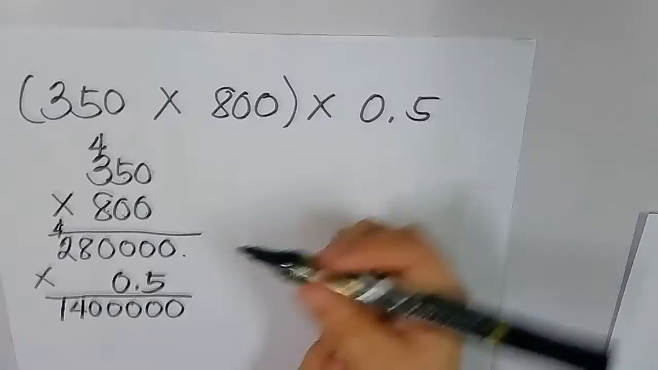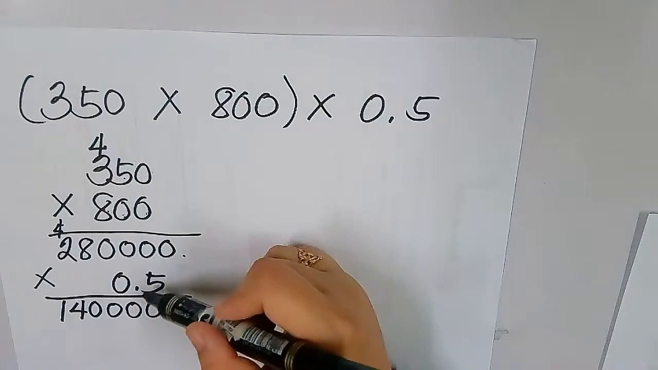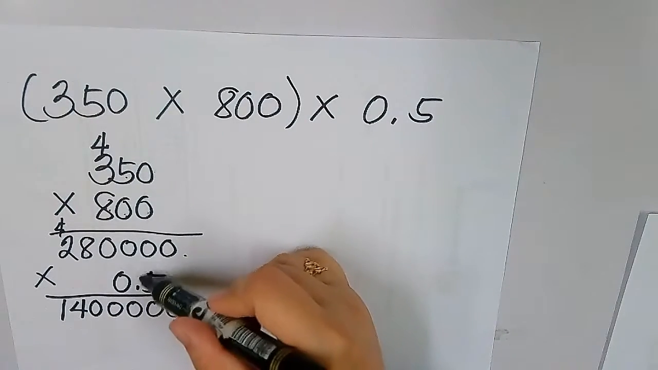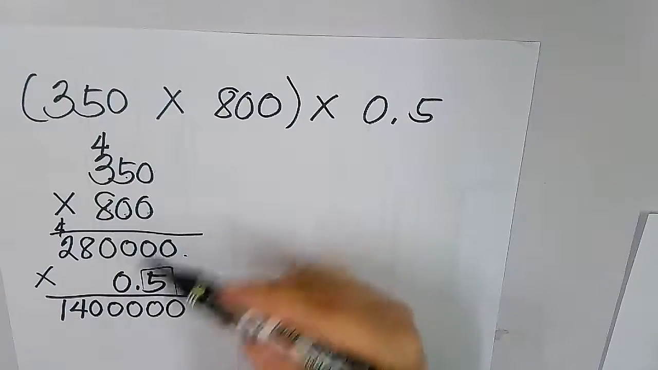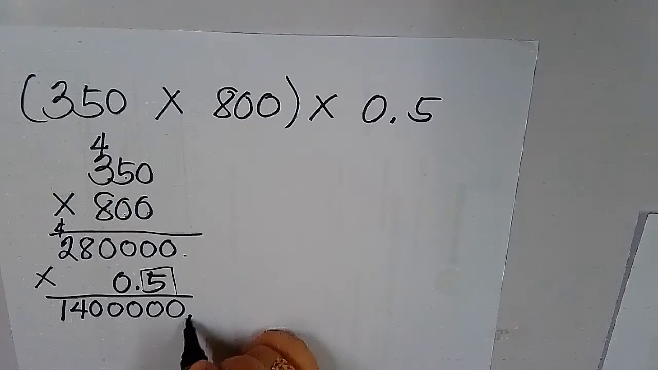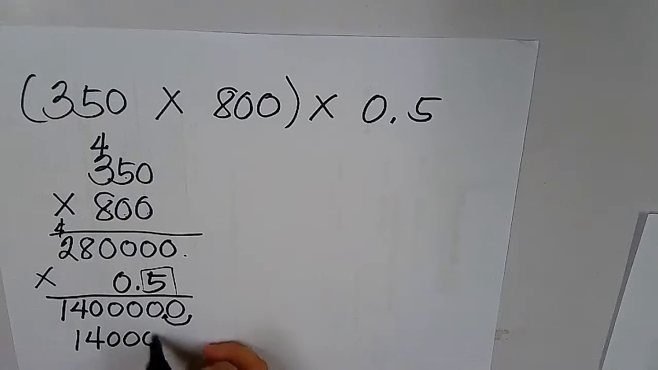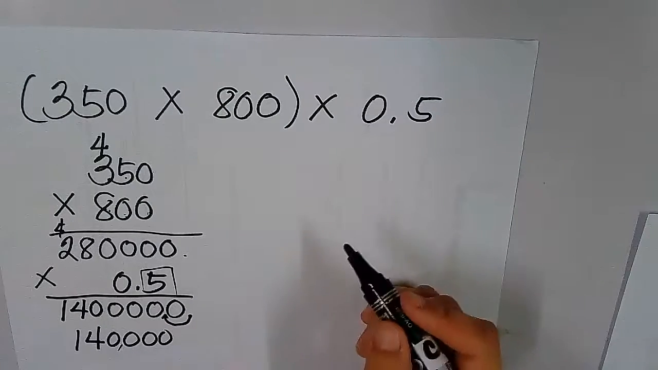And then, count the number of decimal point para malaman natin kung saan natin lalagay yung decimal point. So, may isang decimal point dito. So, from here, nandito yung decimal point. So, the answer is 1, 4, okay, apat na zero. So, we have 140,000.